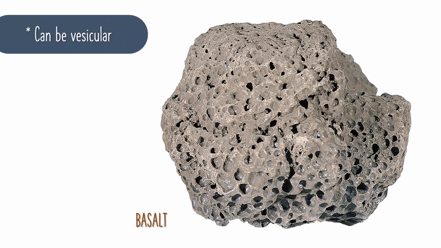So in this third example, you will notice that there are tiny holes in the rock. This is also another form of basalt. We describe rocks like this as vesicular. The holes that are present in the rock are the result of gas or air that is trapped in the lava.